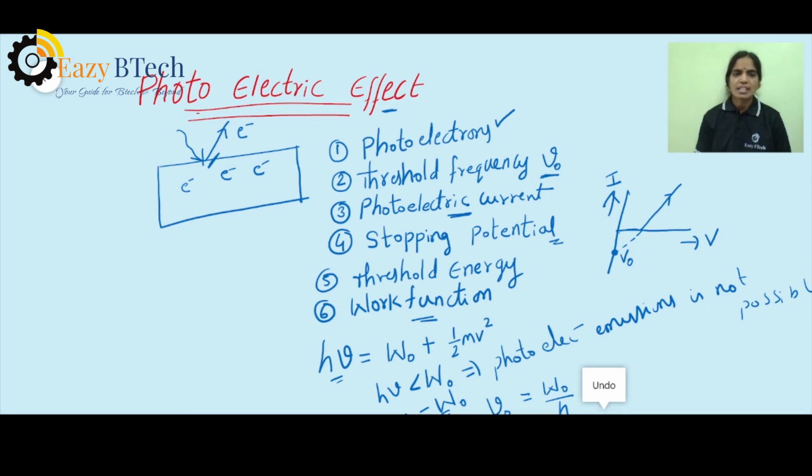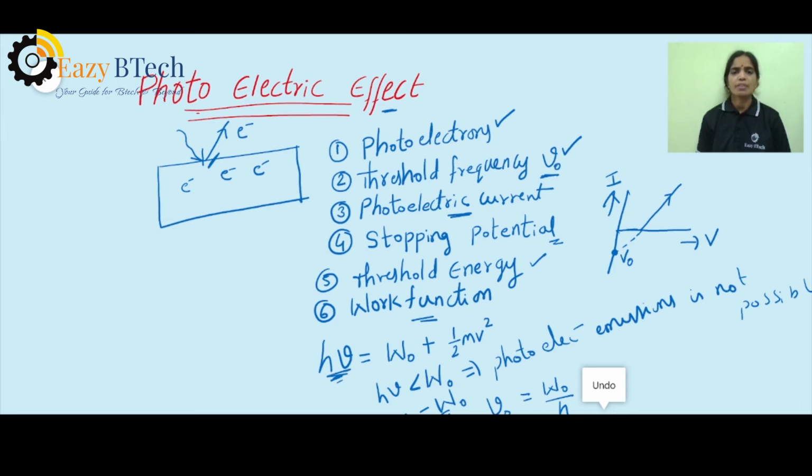So when the radiation is incident at a certain frequency, the electrons are emitted from it. The corresponding frequency at which photoelectric effect is possible is called threshold frequency, and that corresponding energy is your threshold energy. The minimum energy which is required to remove the electron from the metal surface is your work function.